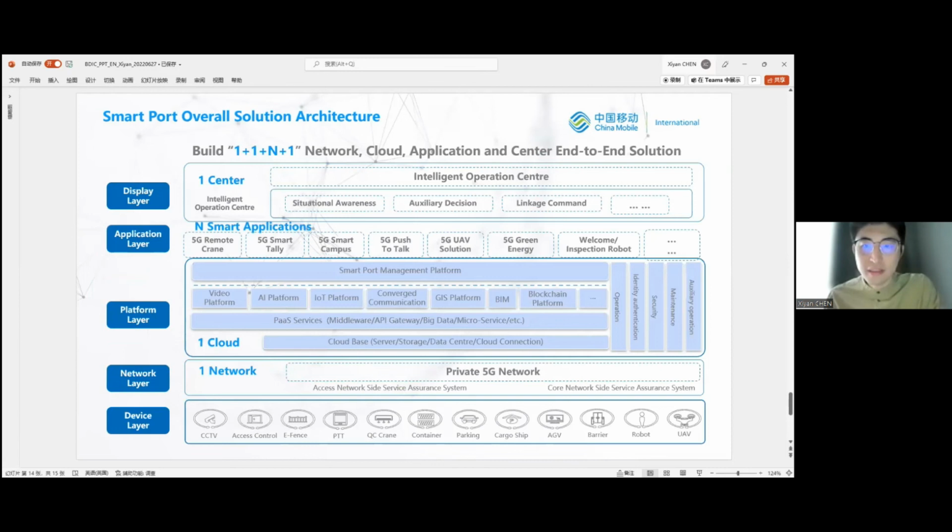And same as the previous one, we have a platform layer which contains different applications. And we will also provide a private 5G network, which has its own base stations and its own frequencies, and links with the device layer, for example, CCTVs, access controls, etc. And in one center, everything will be displayed in the intelligent operation center. So we will have a big screen to show everything together with the platform.